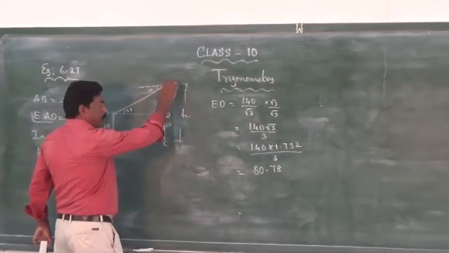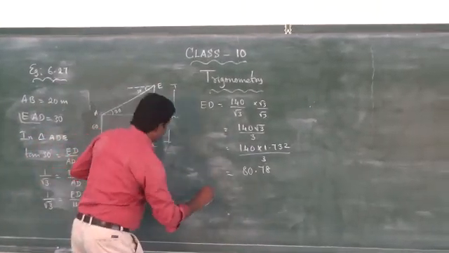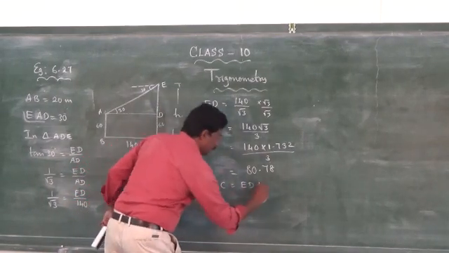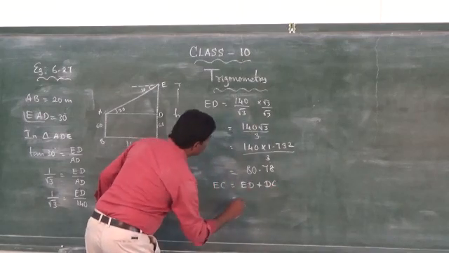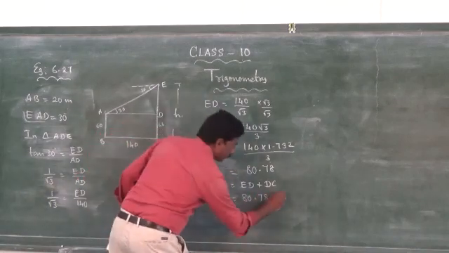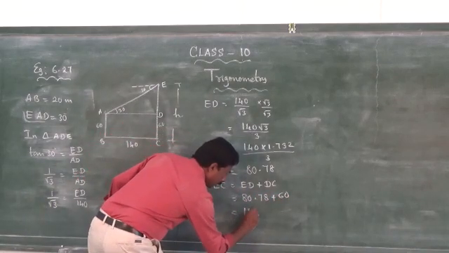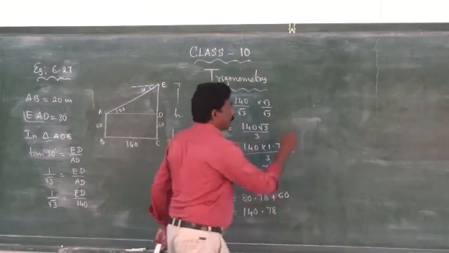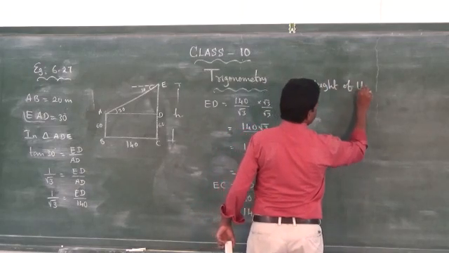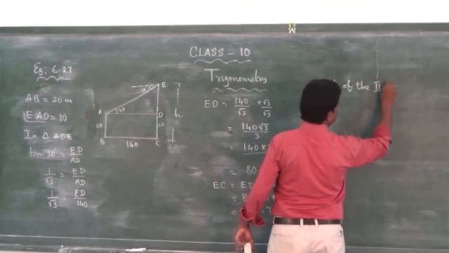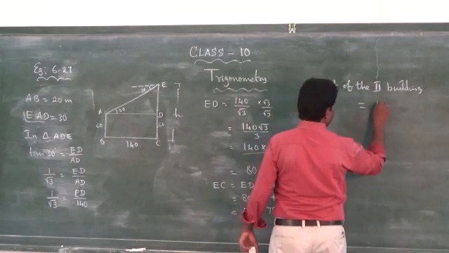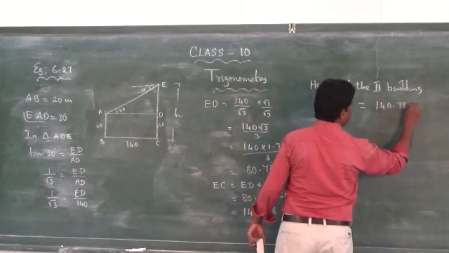What is our question? You have to find EC, that is the height of the second building. Therefore, EC is equal to ED plus DC. ED is 80.78 plus DC is 60. So when you add, 140.78. So the height of the second building is, therefore, 140.78 meter.